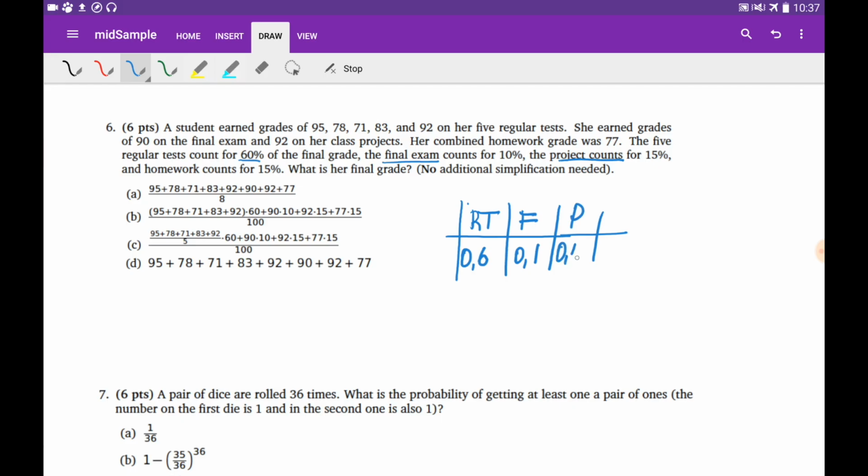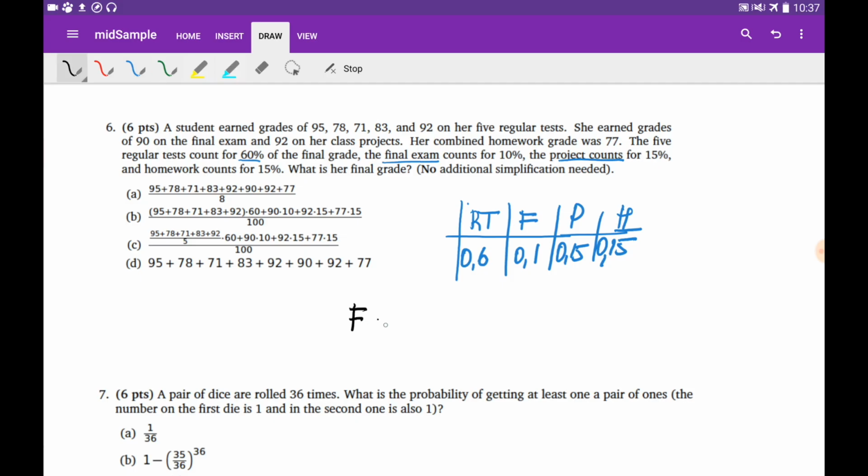It's going to be 15% or 0.15, and the homework counts 15% or 0.15. So please note that if I sum all of these 4 numbers, I need to get 1, right? 100%. So what I have to do is find her final grade.